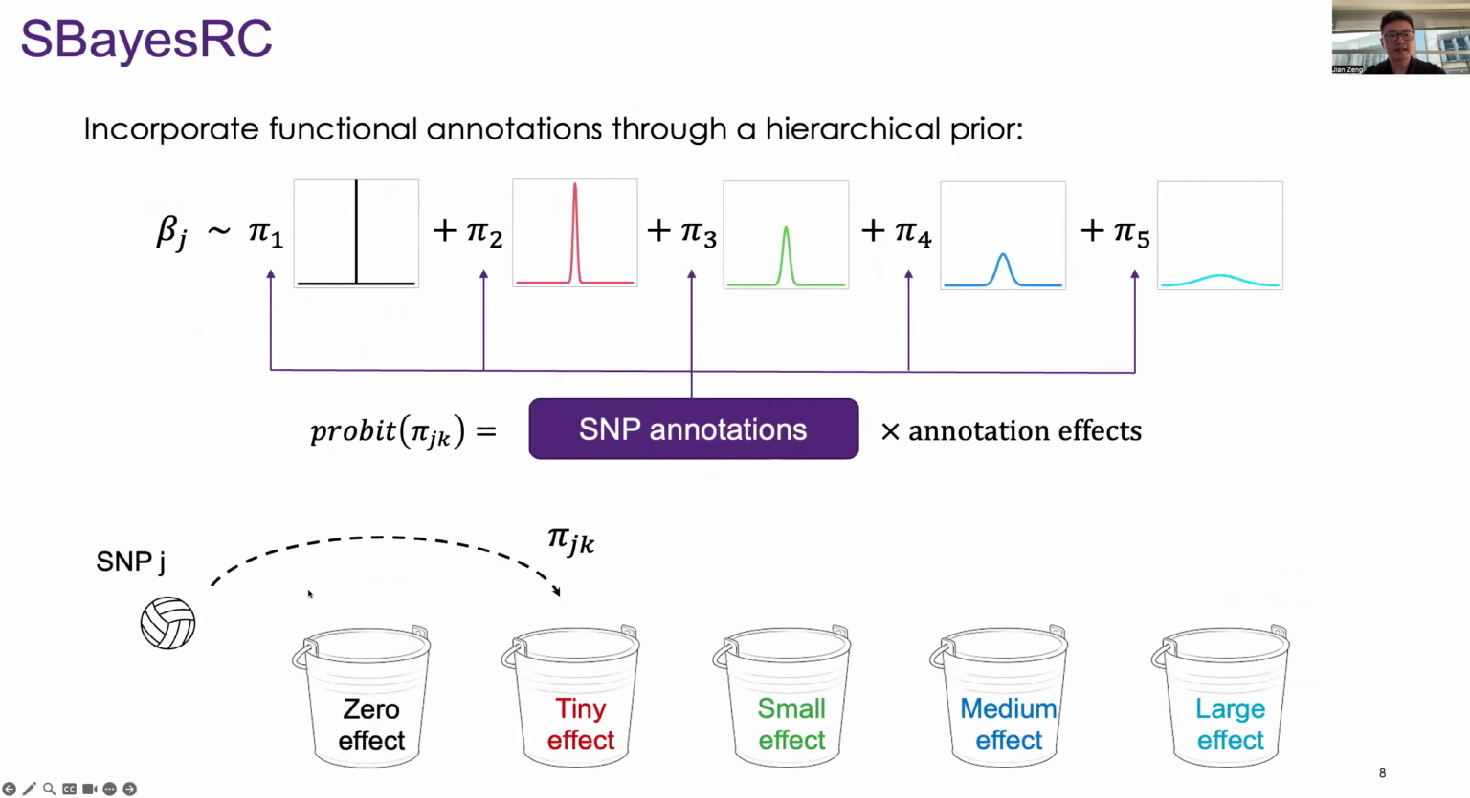Essentially, what this model says is the functional annotation will help the model to make the decision which mixing component the SNP effect should go into. If the SNP carries an annotation important to the trait, this annotation will jointly increase the probability of the SNP being causal with a large effect size. And as a result, we can weight each SNP differentially according to their annotation, and therefore improve the prediction accuracy.